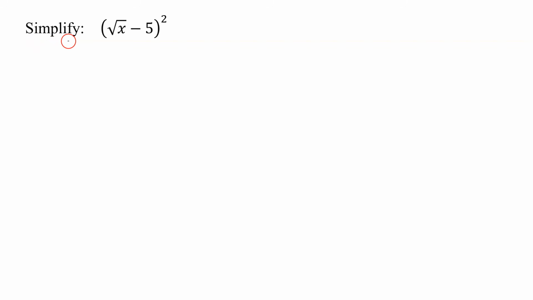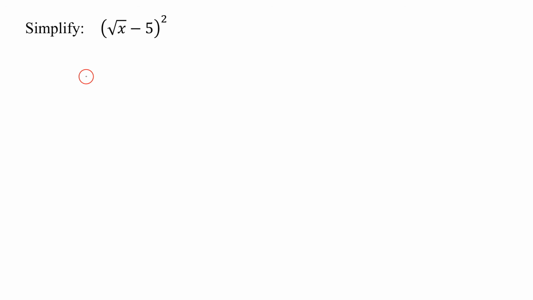In this example, I need to simplify the quantity the square root of x minus 5, all squared. Be careful with this problem. A lot of students think it's very simple. They square the first term and add it to the square of the second term. That is wrong. Please don't do that.